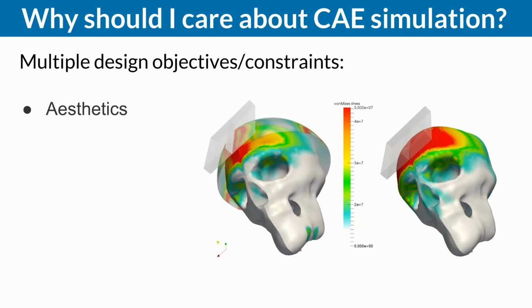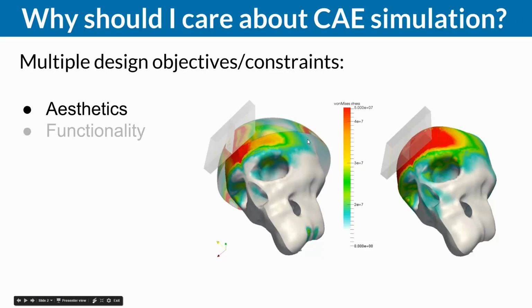If you're talking about consumer products, aesthetics is actually the first meaningful objective, because without aesthetics, people won't buy specific products since they're not appealing. Of course, this is hard to quantify using simulation.